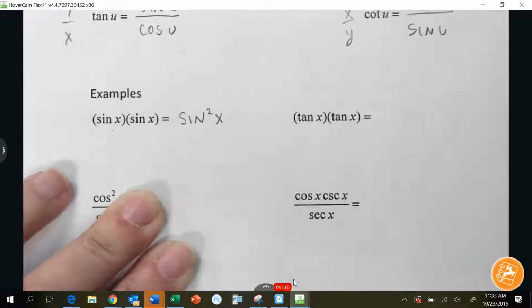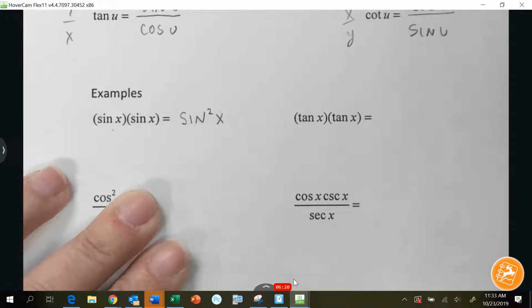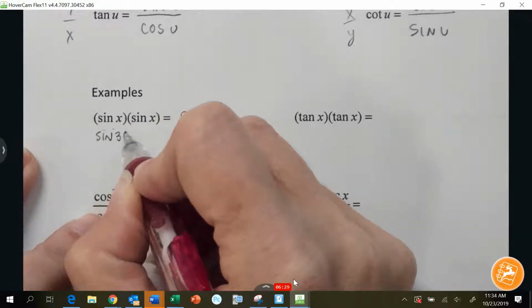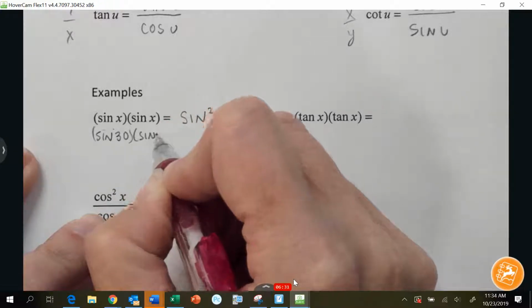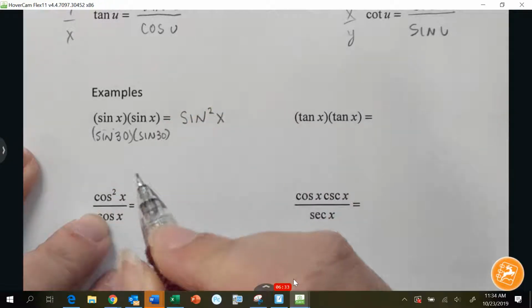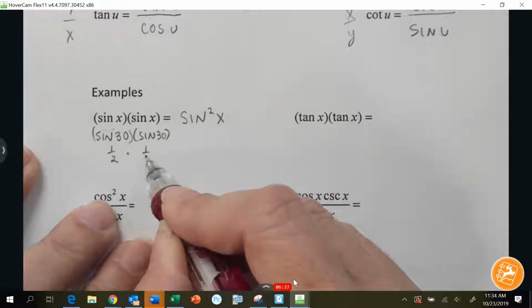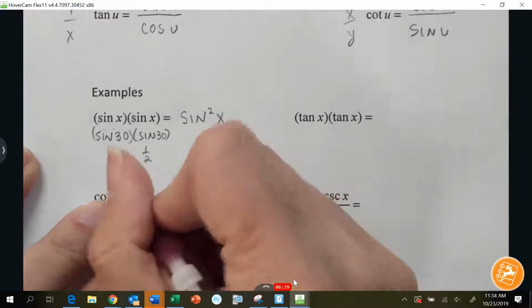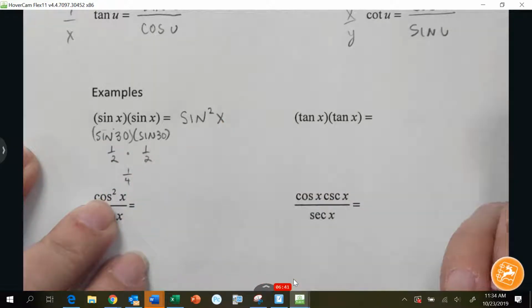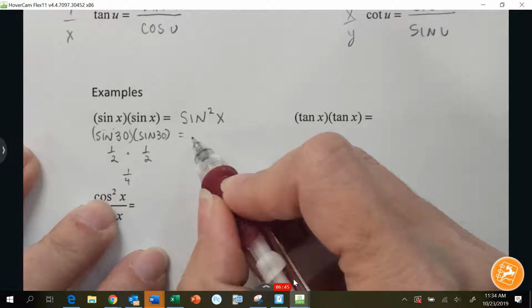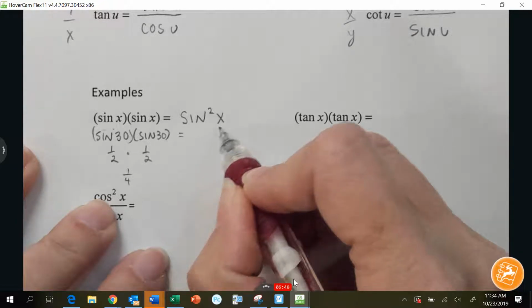What's an easy one that we can do the sine value of? Sine of what? 30? Sine of 30. Okay. So sine of 30, if we're doing sine of 30 times sine of 30, what is sine of 30? 1/2. Almost 1/2. That'd be 1/4. Okay.